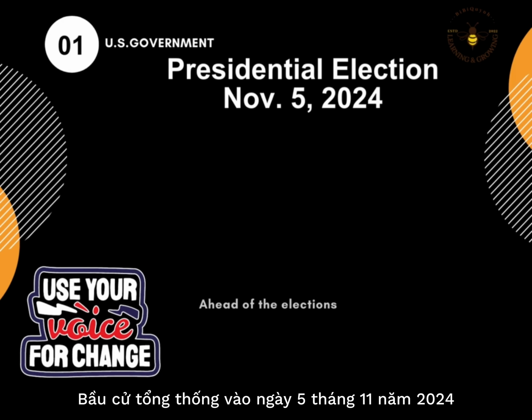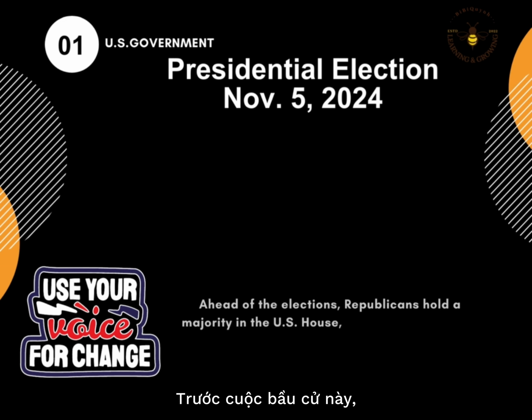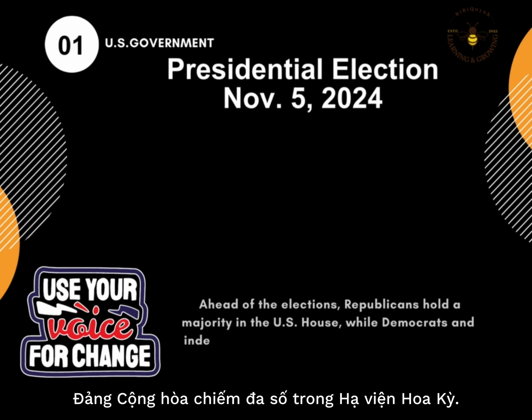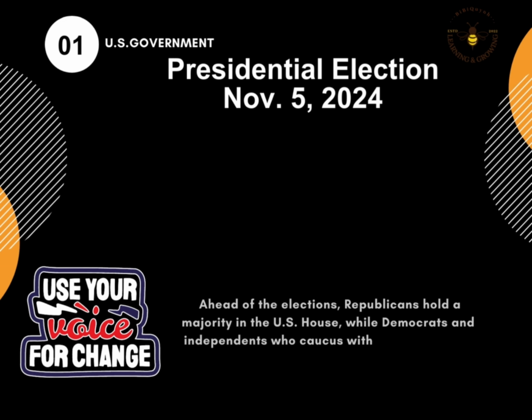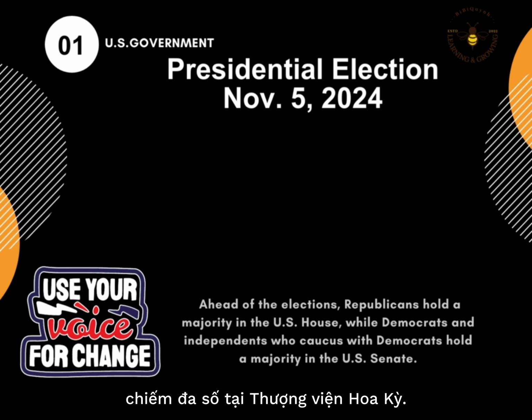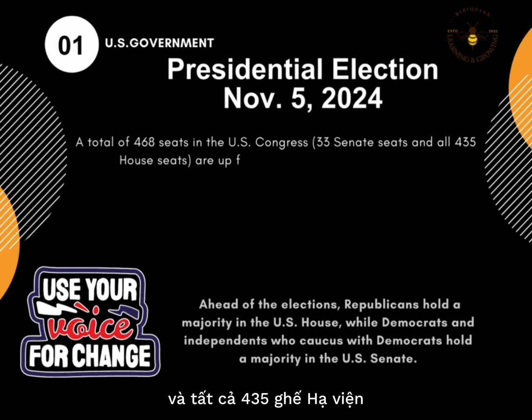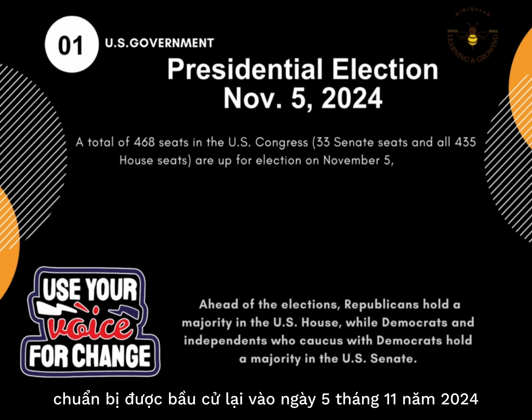Presidential election on November 5, 2024, and the upcoming Congress election. Ahead of the elections, Republicans hold a majority in the U.S. House, while Democrats and independents who caucus with Democrats hold a majority in the U.S. Senate. A total of 468 seats in the U.S. Congress, 33 Senate seats and all 435 House seats, are up for election on November 5, 2024.